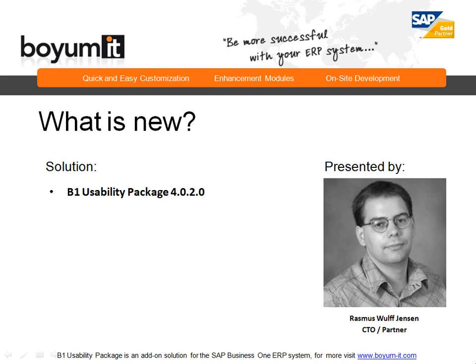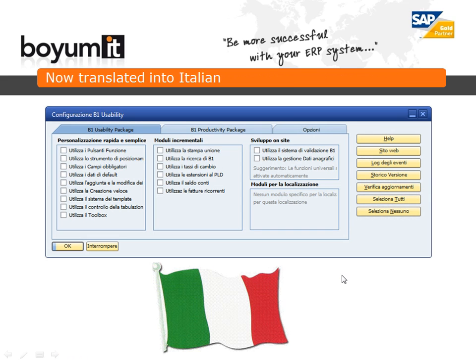My name is Rasmus Wolf Jensen, and today we'll be looking into what's new in the B1 Usability Package 4.0.2 release. First major new thing is that we now support Italian language in the package. So if you're running SAP Business One in Italian, it will always also run in Italian for the usability package.